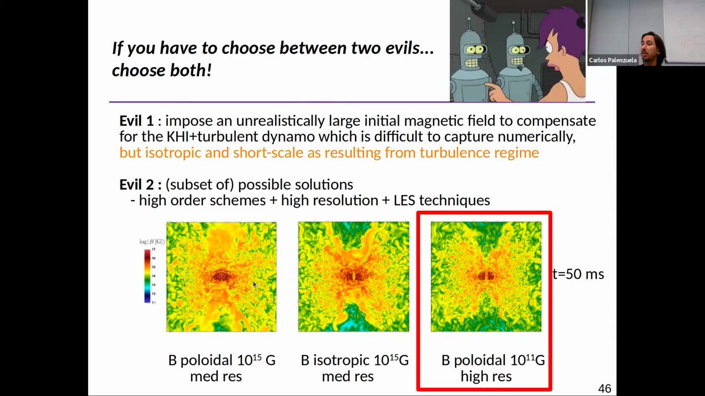And here at the bottom, I'm just showing 3 simulations. The most correct one is the one at the right, which had the LES techniques and high resolution. If you compare with two simulations with low resolution without the LES, where one has a poloidal magnetic field and the other a small scale isotropic turbulent magnetic field, you see that the closest is the one with the isotropic magnetic field, even if it is strong. And with that, I will stop.